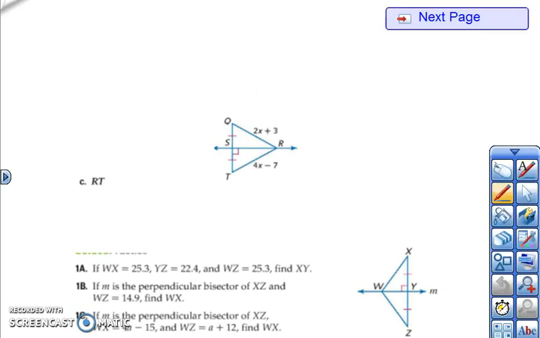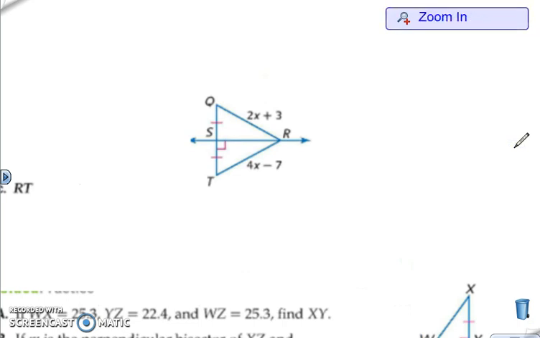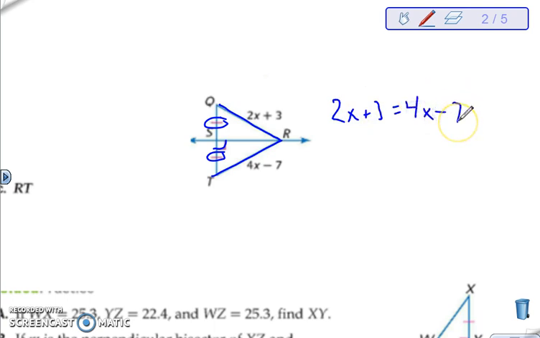Finally, now we can do one that sets up using algebra. So we're looking for the length of RT. We see that the base of the triangle is split in half, and we have our right angle. So therefore, QR and RT need to be congruent. So 2x plus 3 must be equal to 4x minus 7. So negative 2x plus 3 must equal negative 7. Negative 2x, therefore, must equal negative 10, which tells us x equals 5.